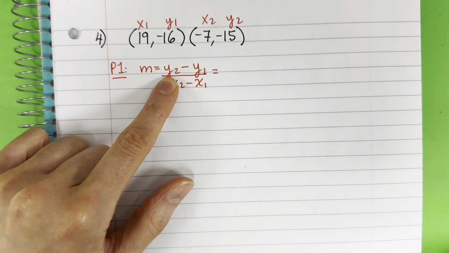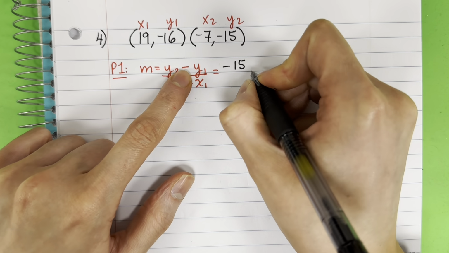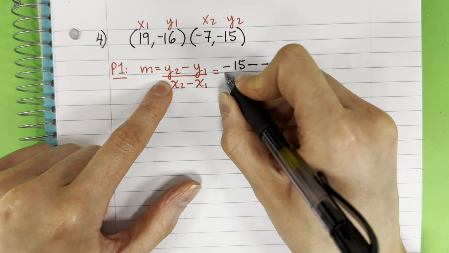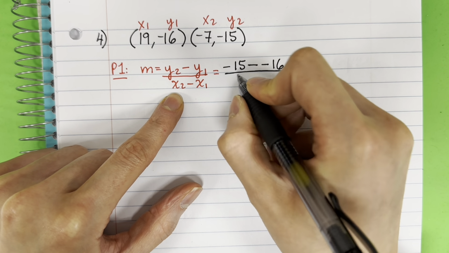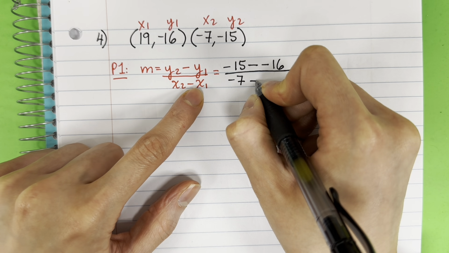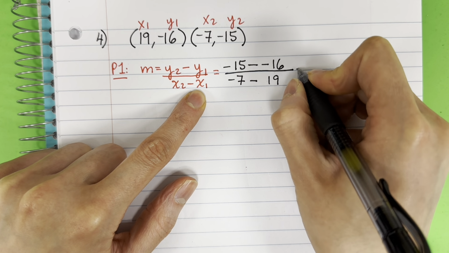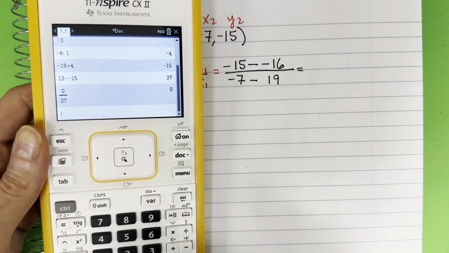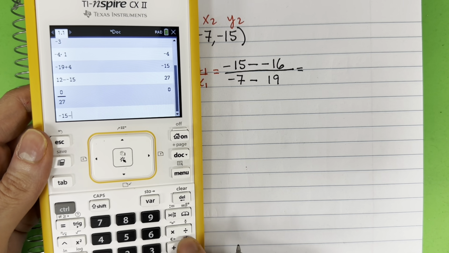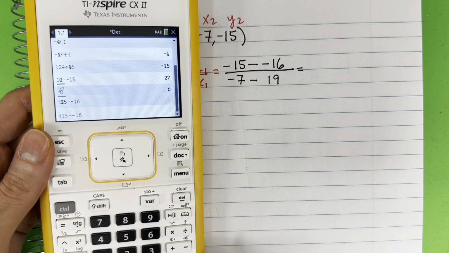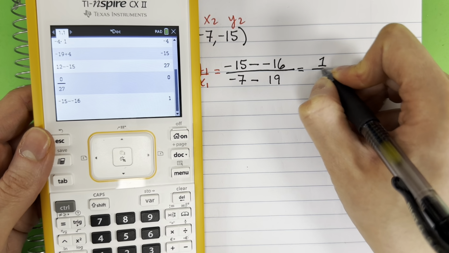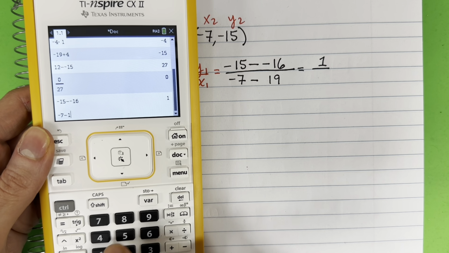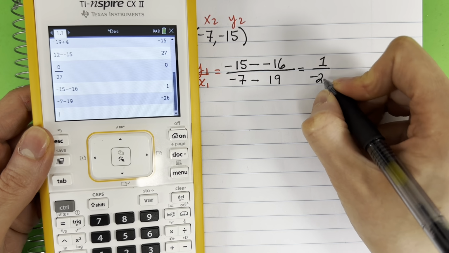y2 is going to be -15 minus y1, again -16, divided by x2 is -7 minus x1 is 19. All right, let's get our calculator. Well, you're going to put what is on the top in the calculator. -15 minus -16, 1, divided by, now what is on the bottom? Negative 7 minus 19, negative 26.